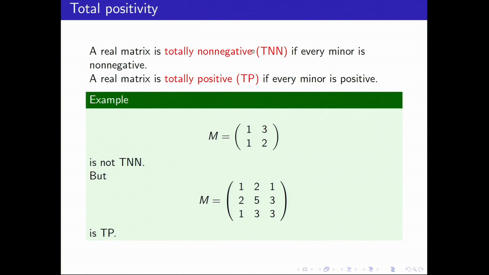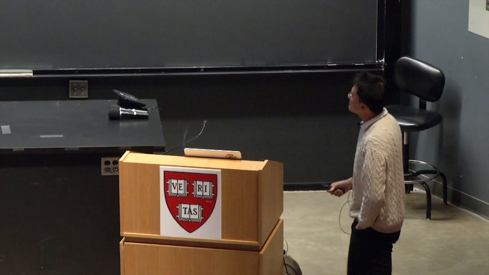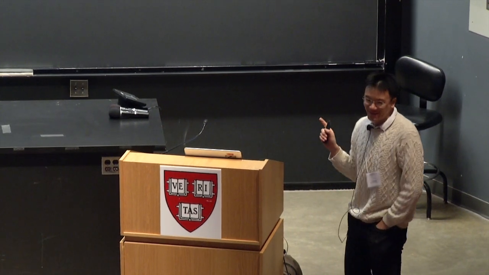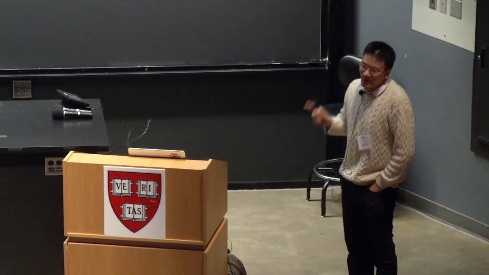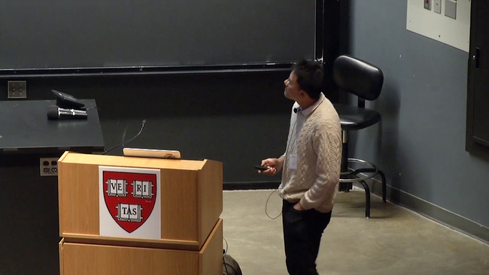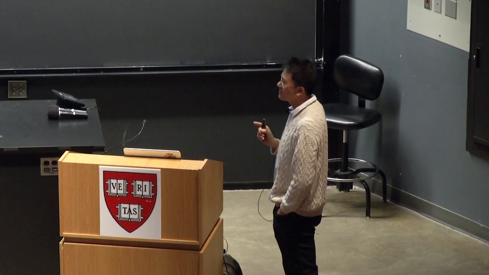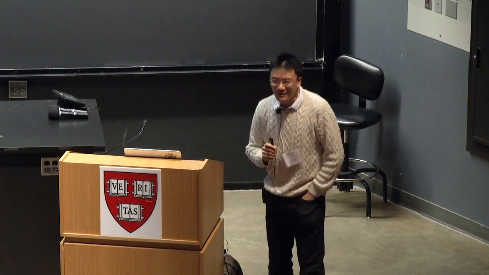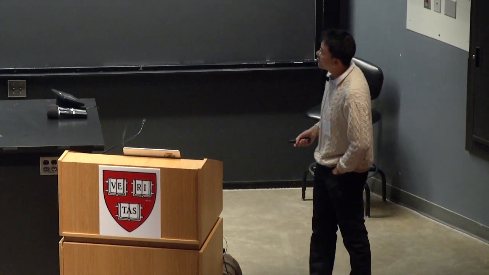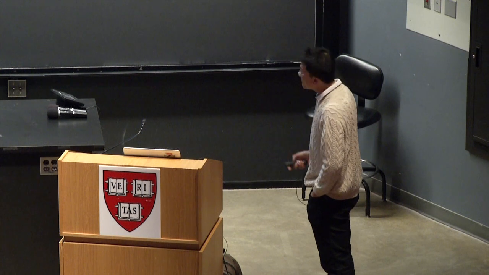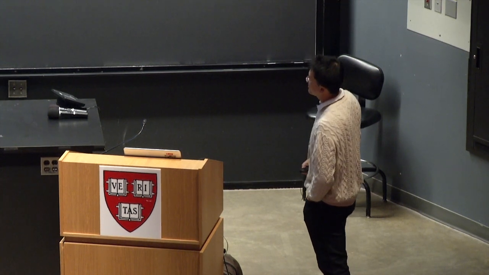To check that, it's pretty clear that every entry is positive. We also have to check all 9 2x2 minors. Okay, I just did that. And then we also have to check the determinant. And it turns out that there's 9 plus 9 plus 1, 19 conditions to check, according to the definition. And they're all positive, so this matrix is totally positive.